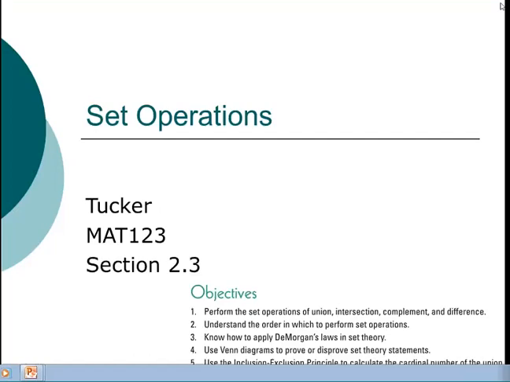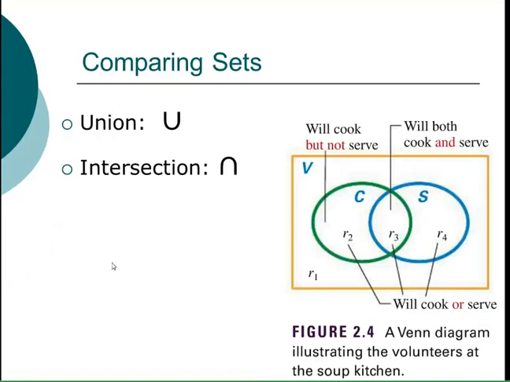Hi class, in this lesson we're going to take a look at set operations, which is section 2.3. In this section, we're going to be doing things with the different sets that we've been taking a look at so far. The first type is union, and we're going to be working with the word "or" here. And for intersection, we're going to be looking at the word "and."